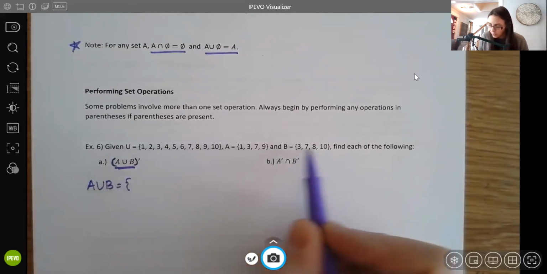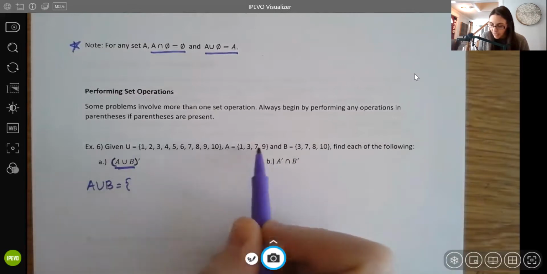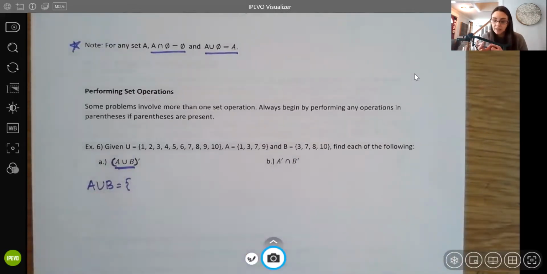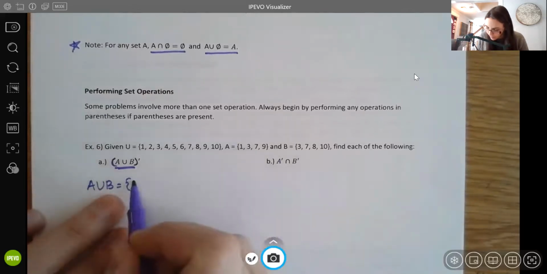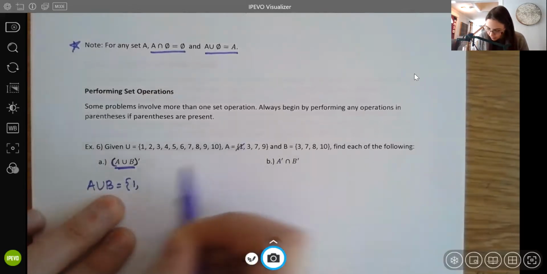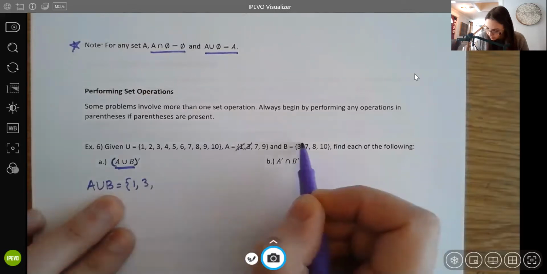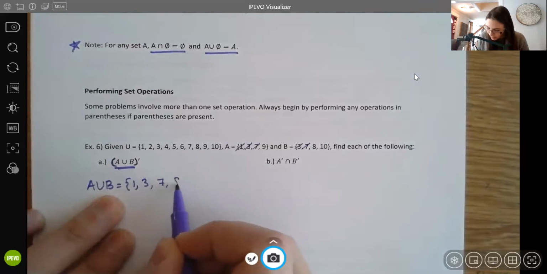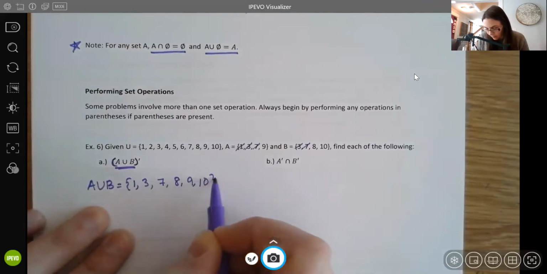So here are my sets that I'm working with. I have my universal set, A and B, and I want to find the union first. So for that, I'm going to combine the two sets together. So let's see, I have a 1, I have a 3, I have a 7, I have an 8, and a 9, and a 10.